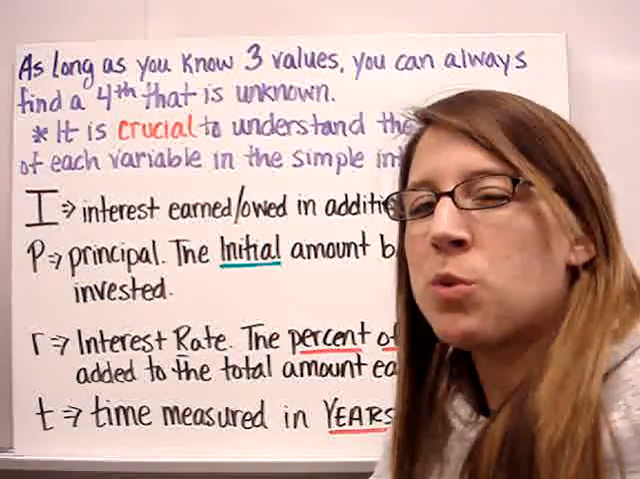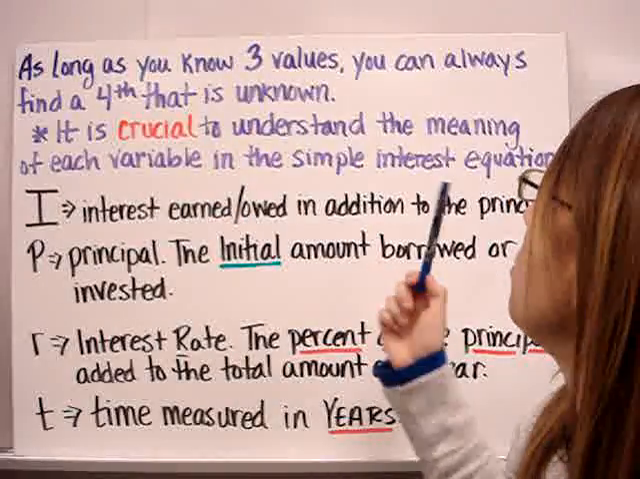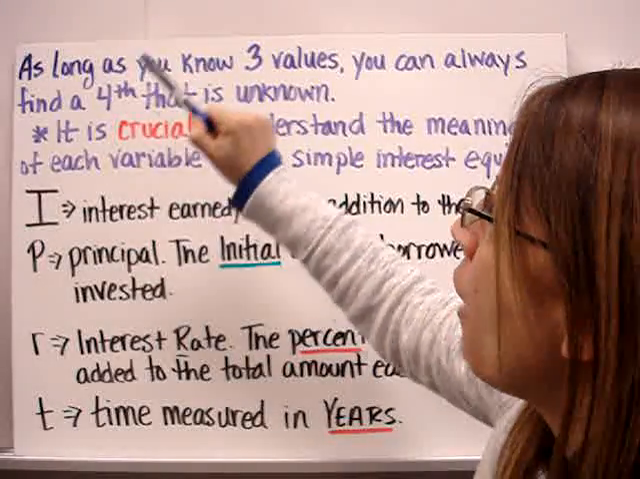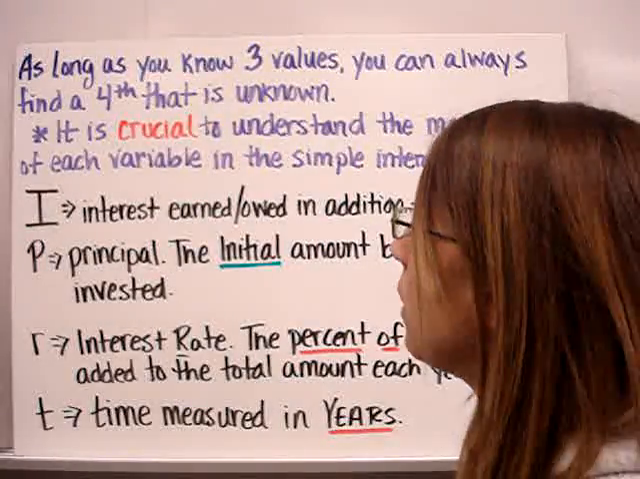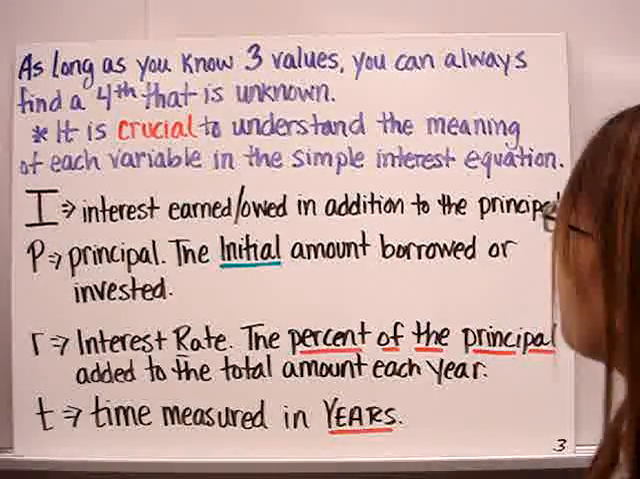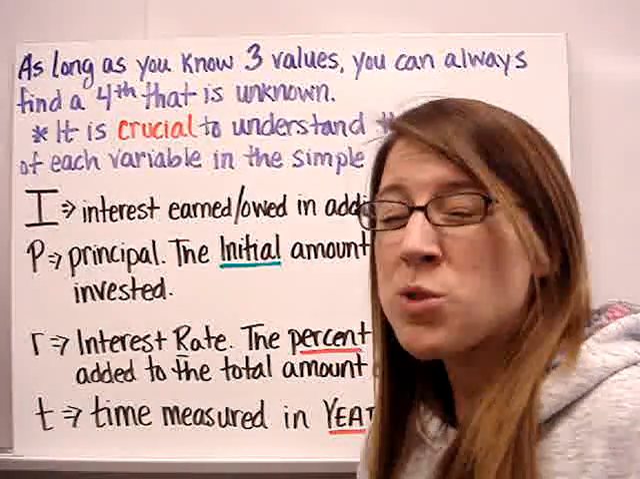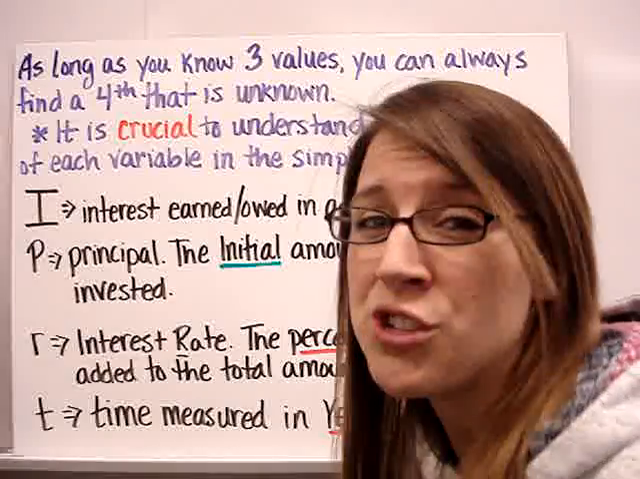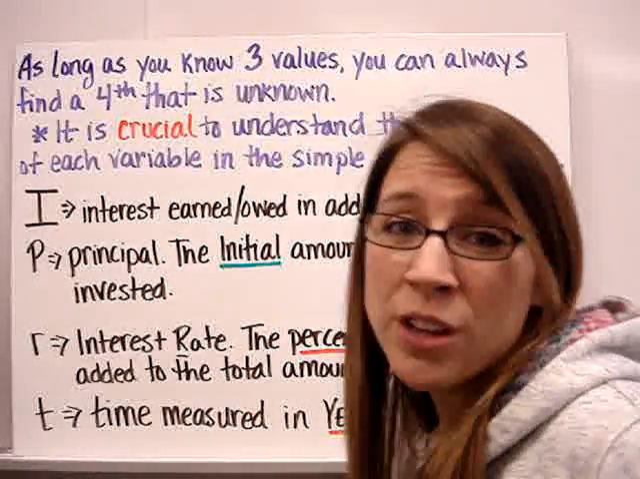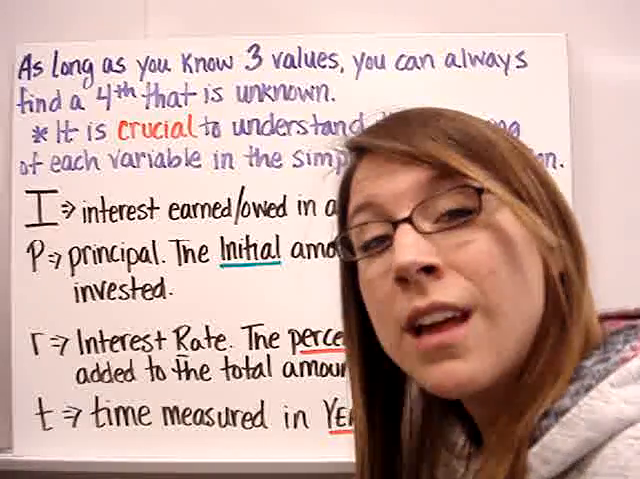Because we're now familiar with solving equations, I can say that as long as you know 3 of the values, you can always find a 4th that may be unknown. However, it is crucial that you understand the meaning of each variable in the simple interest equation. This is because some of these story problems are going to be written in order to mislead you. They will give you 3 values, but those 3 values might not be exactly what you think they are.